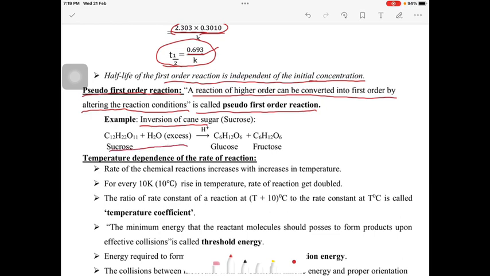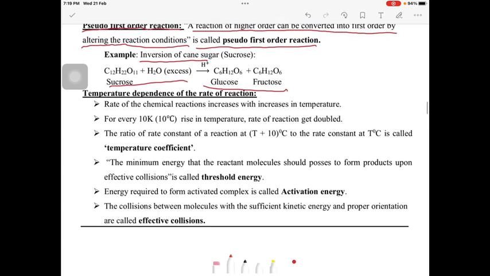Sucrose undergoes hydrolysis and gives glucose and fructose. It is an example of pseudo first order. It seems to be higher order, but it follows first order reaction.